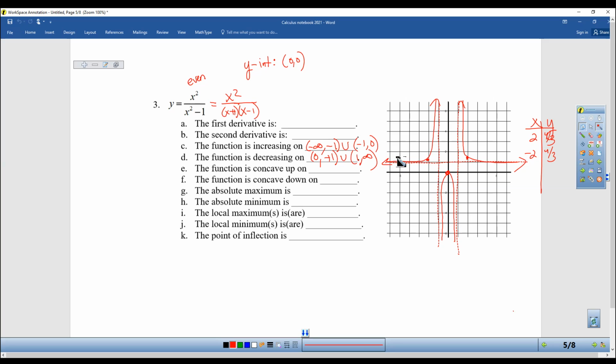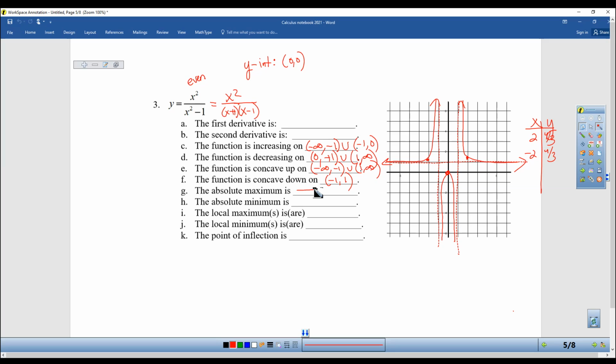Where is it concave up? It's concave up in these two sections. So it's concave up from negative infinity to negative 1, and again from 1 to infinity. Where is it concave down? Just in this little section. So from negative 1 to 1, which is not an ordered pair. That represents an interval.